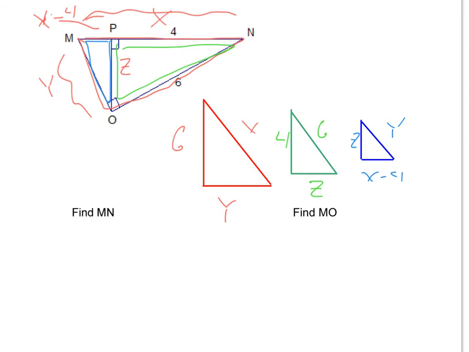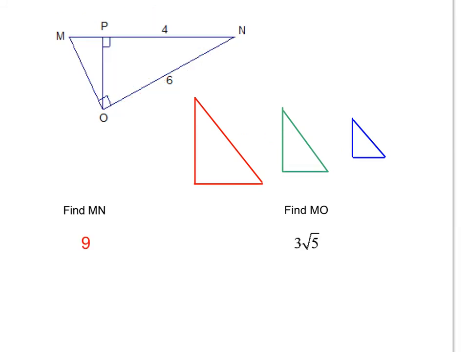6 is to x as 4 is to 6. So solve for x first, and then the only other thing we're looking for is y. So you can probably do that too. Okay, so go ahead, stop the tape, and do your work.